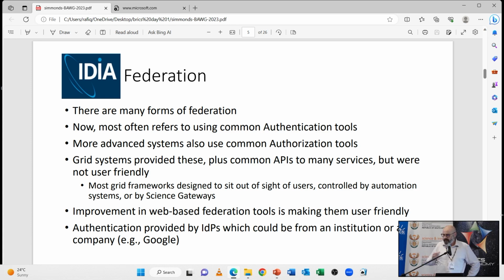And usually authentication is provided by IDPs, identity providers, which could be university providers, or they could be from someone else like Google. They could also be Facebook, but don't use Facebook. This isn't being recorded, is it?